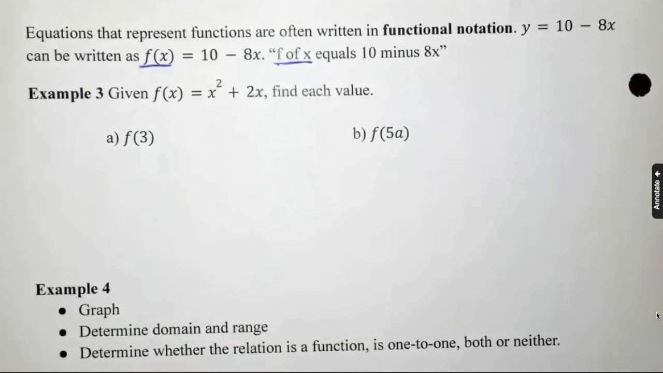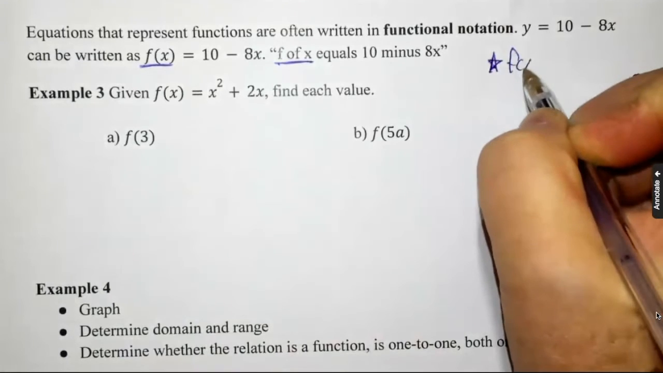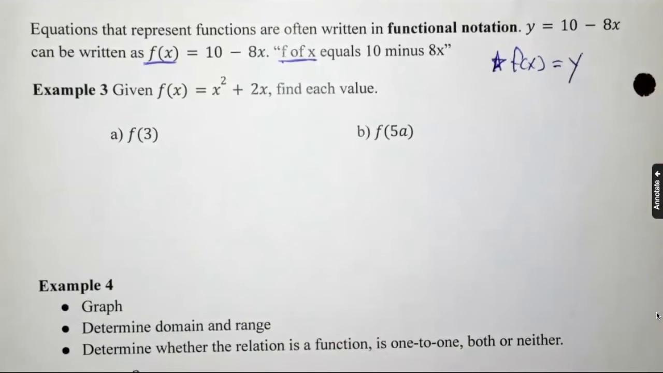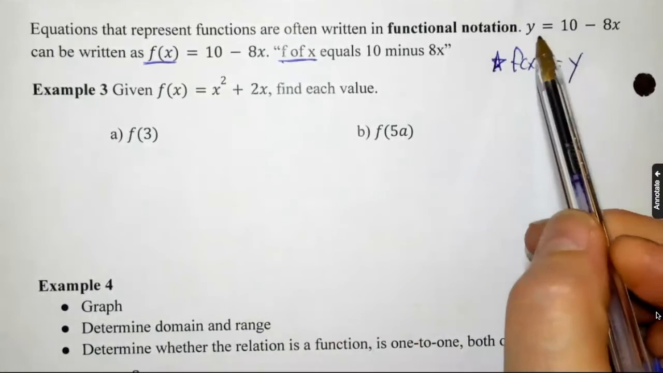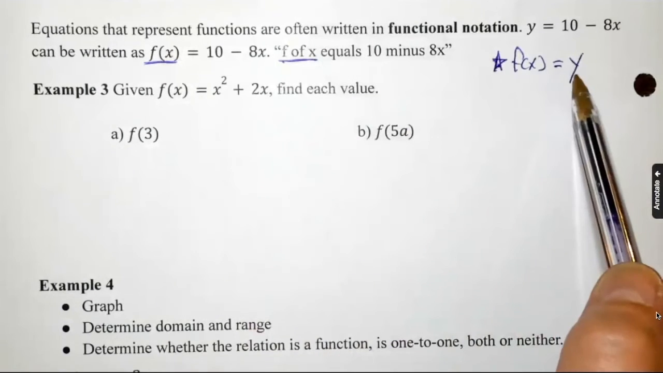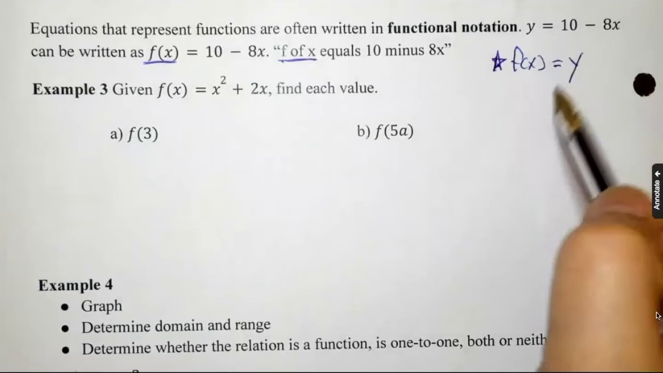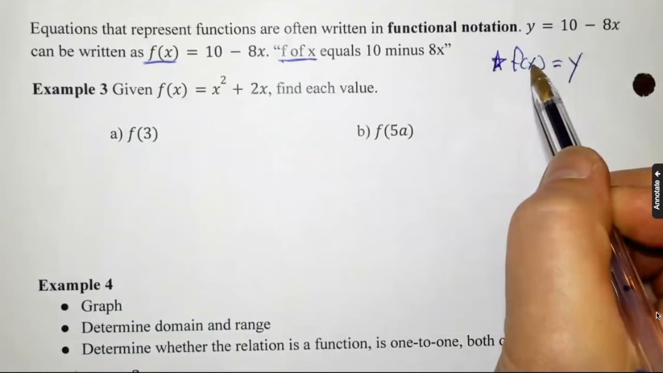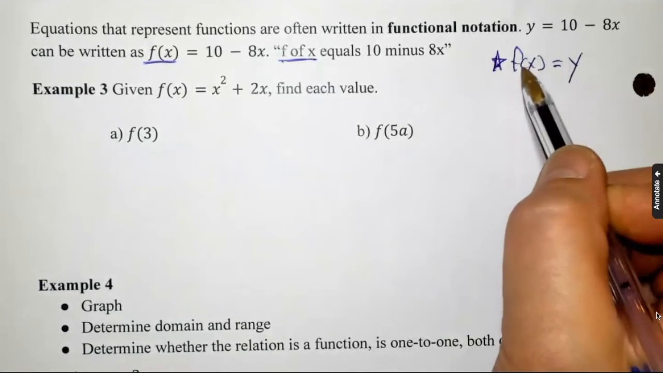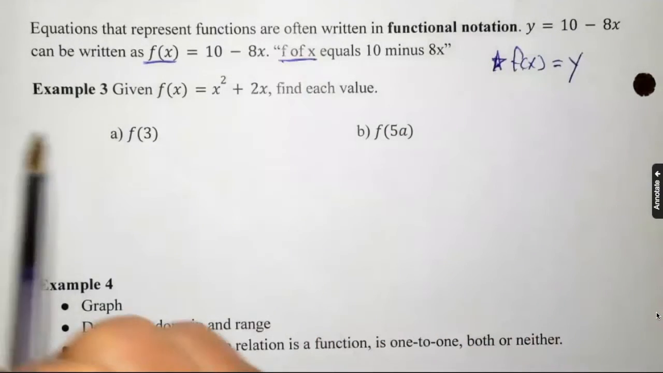We need to realize that f of x also means y. I can interchange them all the time. If I have an equation that says y equals, I can put f of x in. If I have an equation that has f of x, I can replace that with a y. They mean the exact same thing. When I substitute x into the function, it always tells me the y value. That's what this is. You're substituting your x value into the function. Here's the function. Let's see how that works on the next example.